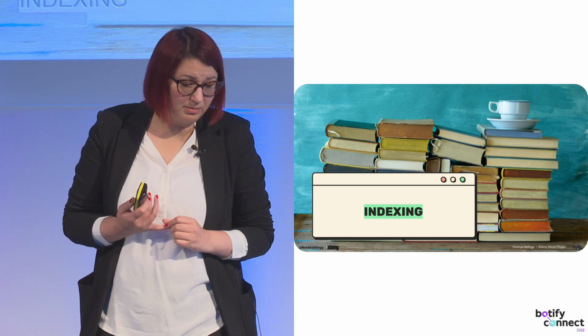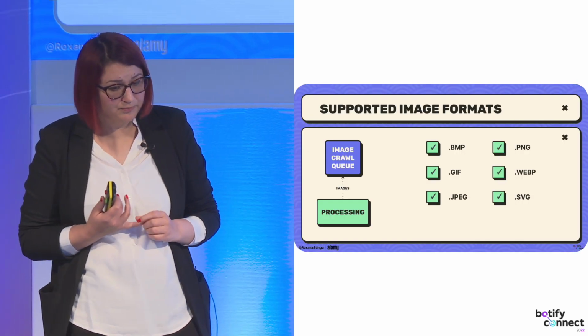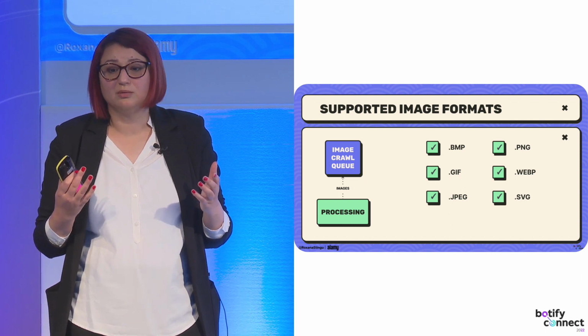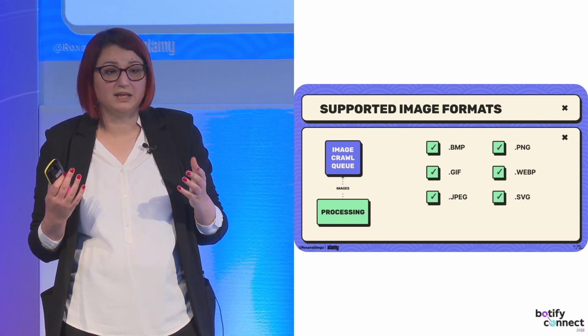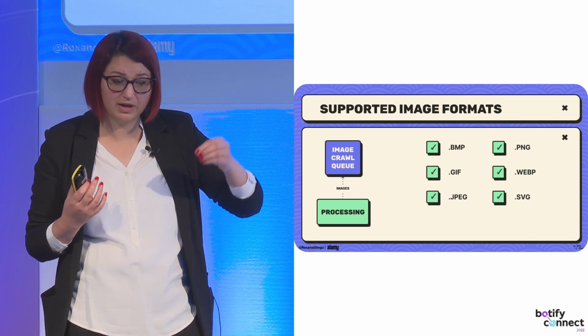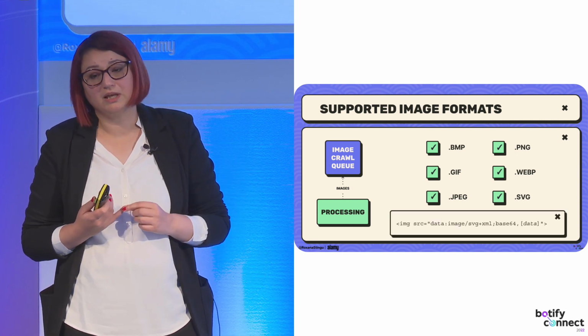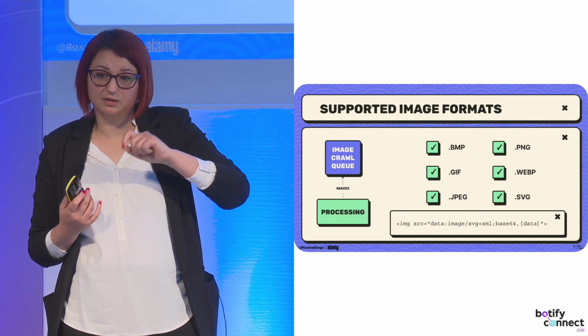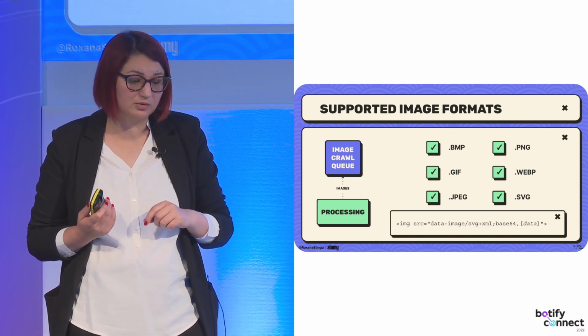So then let's talk a little bit about indexing. These are the 6 image formats that Google mentions in its documentation that it can crawl and index and rank you for. But of course, it can also identify base 64 images that are inlined in your HTML. So it can recognize those as well.